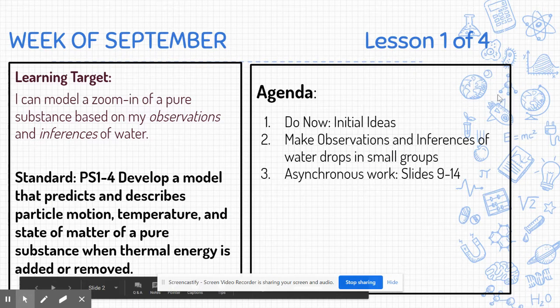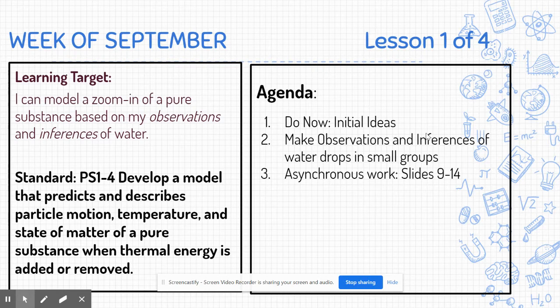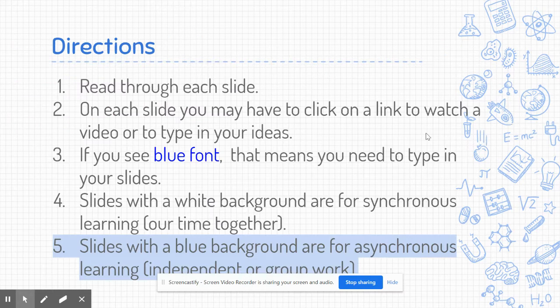Perfect. Okay. So for today, the agenda was we were going to do a do now, and then we did some observations and inferences on water drops in small groups. And then you had some asynchronous work, which was slides 9 through 14. You can see the learning target is you're going to be able to model the zoom in of a pure substance based on my observations and inferences of water. And then the standard that we're doing is PS1-4.